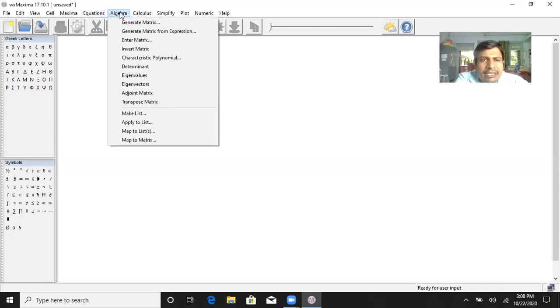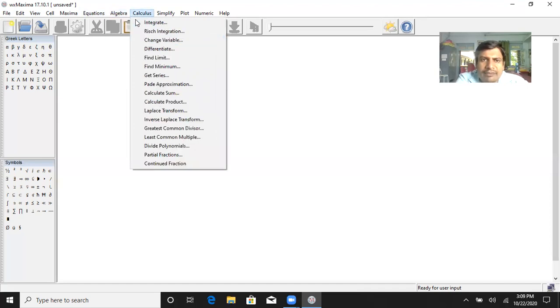Next option is Algebra. See here, some matrices are there. This is your first semester syllabus. Enter a matrix, then invert, characteristic polynomial, determinant, then eigenvalues and eigenvectors, that is A minus lambda I, that is the eigenvalue. Then adjoint matrix, then transpose of matrix. You already studied this. It is not used here that much. Only remember this one, enter a matrix.